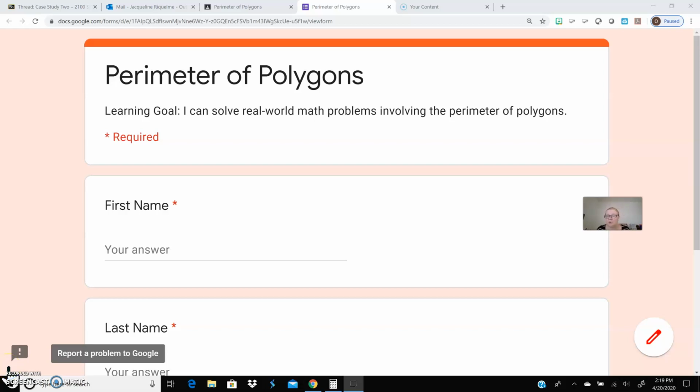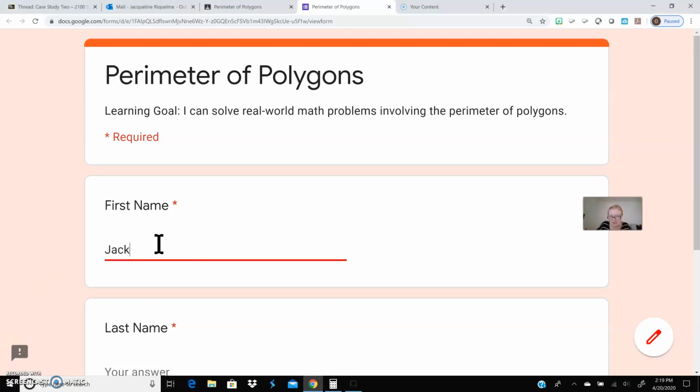Hi students, I'm going to go over perimeter of polygons. It seems like we're forgetting what perimeter means. Perimeter means to add all sides. So I'm going to go through this activity, perimeter of polygons. I'm going to just do the activity.